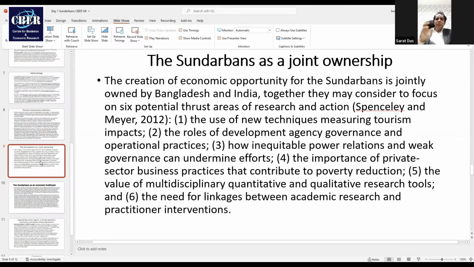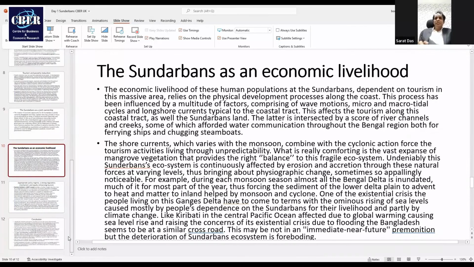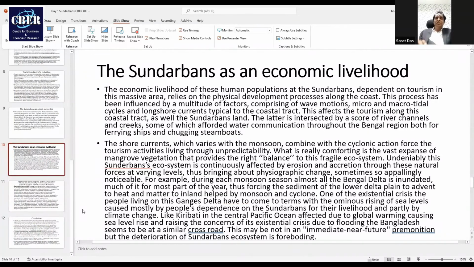And of course, the importance of the private sector business practices, which contribute towards poverty reduction. We know how big corporates hijack this. So finally, the benefits from tourism do not percolate down to the people at the bottom of the pyramid. Also, I mentioned the multidisciplinary approach, which I said why it has to be not only interdisciplinary, not a kind of silo effort. It has to be interdisciplinary and cross-disciplinary, and also we need to now engage our research with practices on the ground.